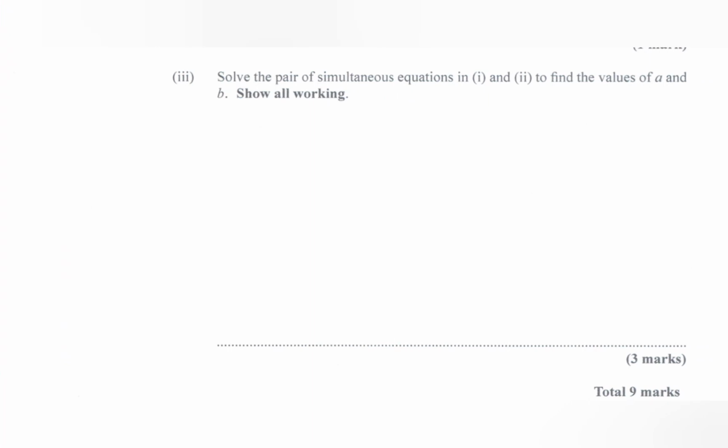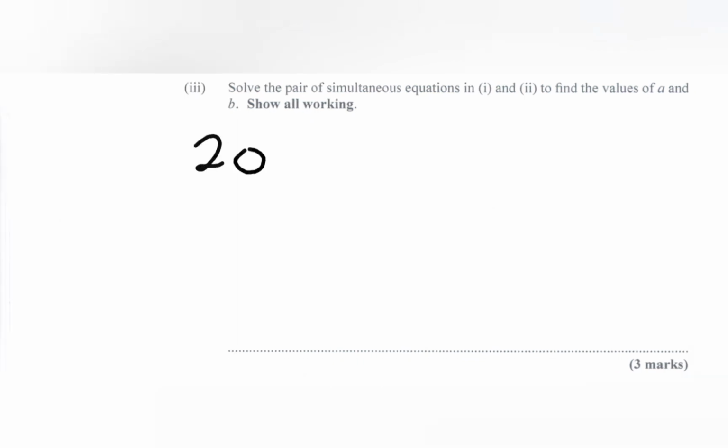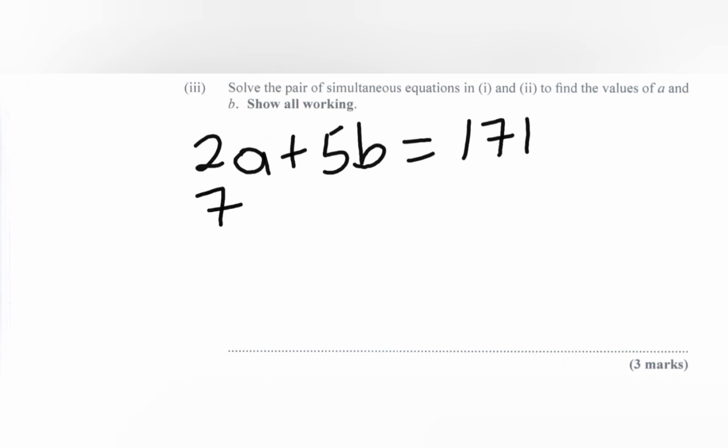Question 2, part C, I says solve the pair of simultaneous equations in part I and II to find the values of A and B. And it also says that we should show all working. So the first thing that we're going to do, we're going to write down the equations from these two parts of the question. So the first one is 2A plus 5B equal to 171. And the second one is going to be 7a plus 8b is equal to 342.